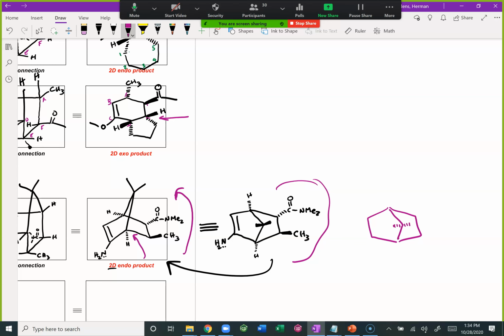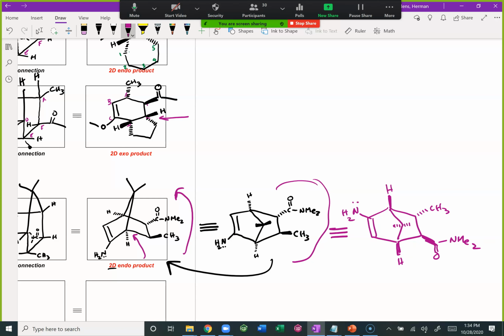Here, this one will be CH3, and this one will be the other. All right, and the hydrogens are up now. You see that? And the NH2 will go here. You see that? But that is telling me that the bridgehead is down. And this is the same thing as that.